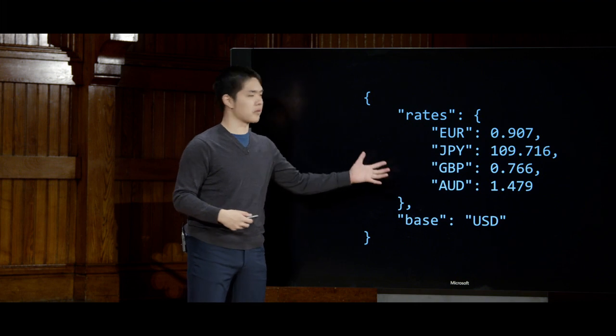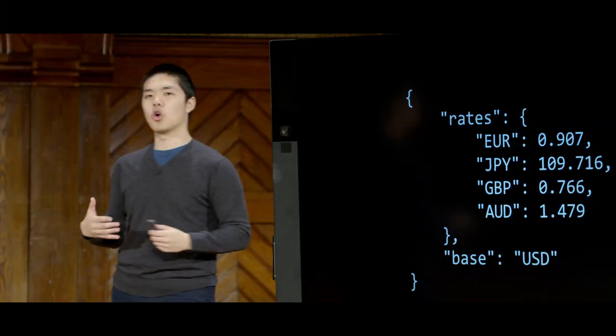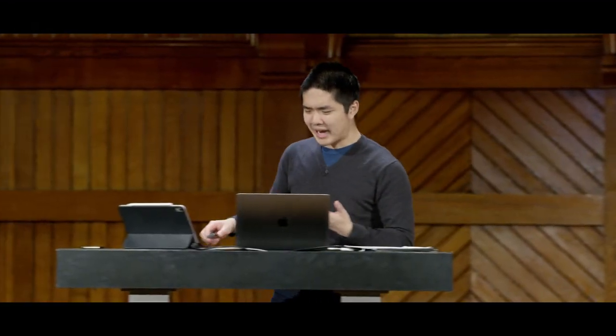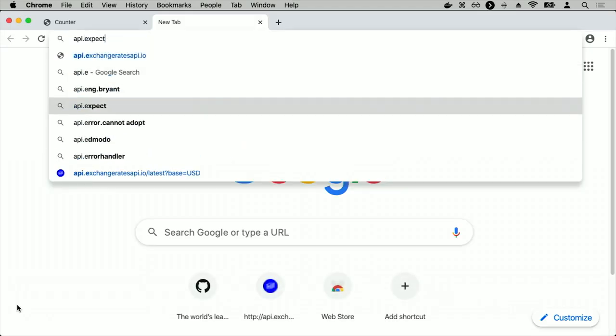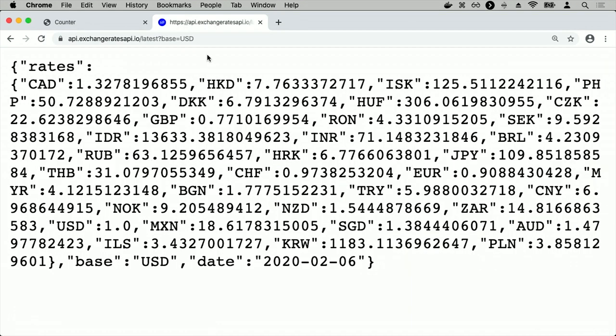And so long as the person providing this data to me and I both know what this structure is, we can begin to write programs that are able to use that data. And so we'll now see our example of an API, which is exchangeratesAPI.io. And if we go to api.exchangeratesAPI.io/latest and provide a GET parameter of base equals USD, then what we get back is data that looks like this.